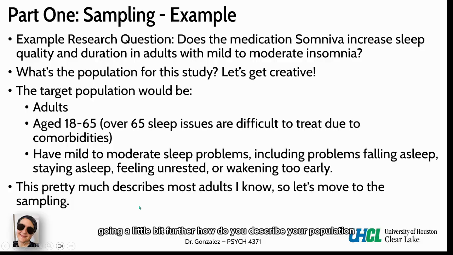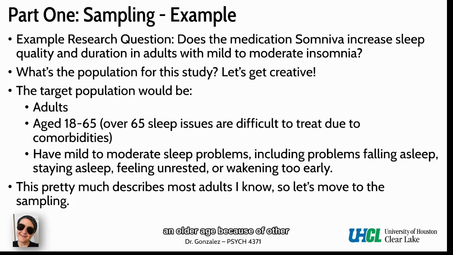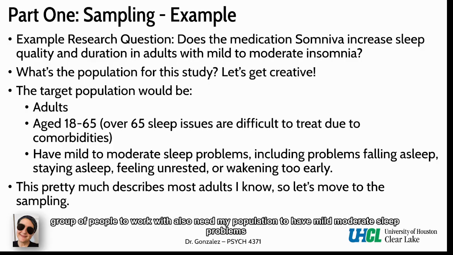Going a little bit further, how do you describe your population? Well, get creative. In this particular situation, my population is going to be adults aged 18 to 65. I'm not going to be interested in people over the age of 65 because it gets really difficult to treat sleep issues in older age because of other comorbidities, things that are happening at the same time, medical issues that might not make this the best group of people to work with.